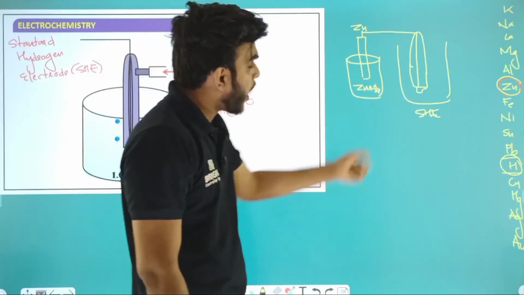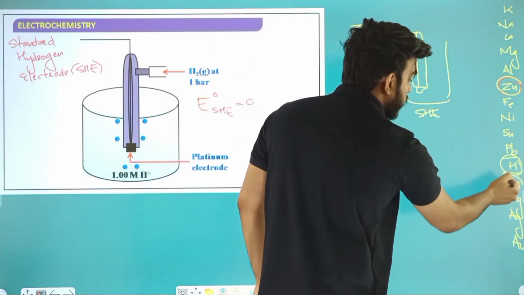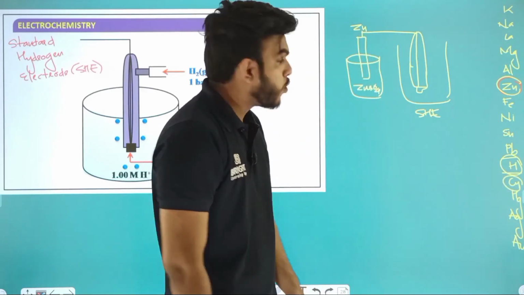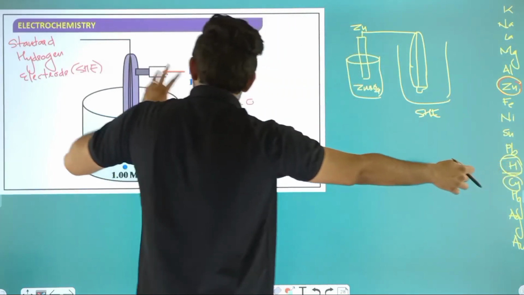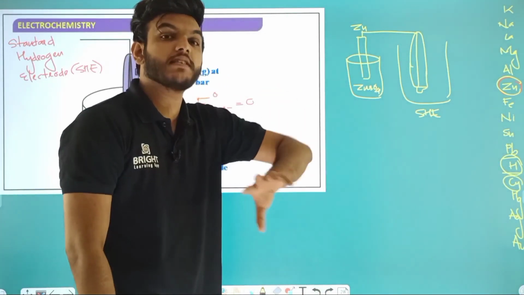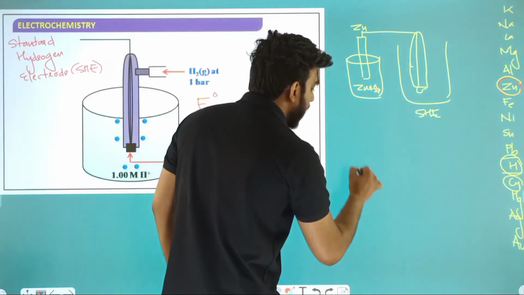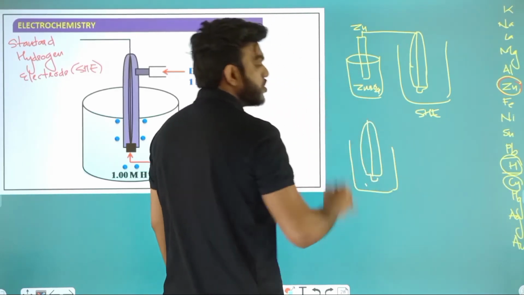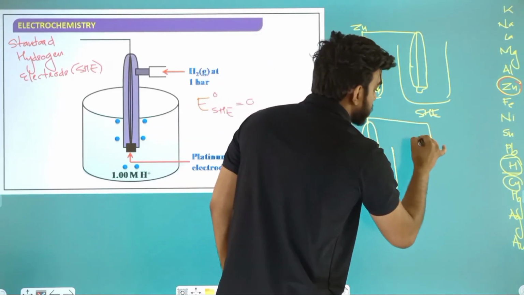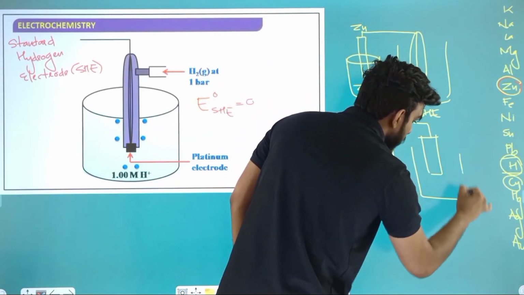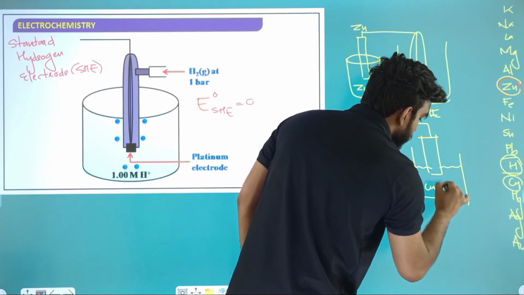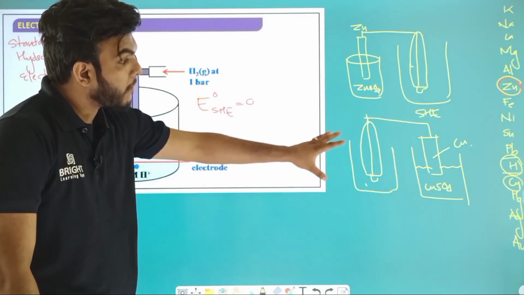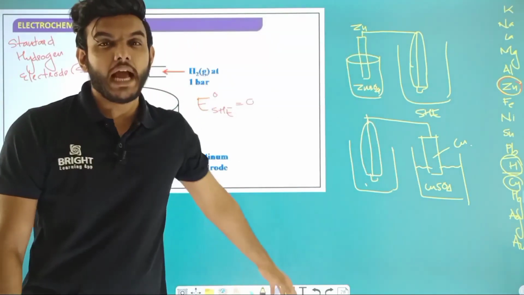For example, if you want to find the electrode potential of copper, copper is present below the hydrogen. So this hydrogen, that is SHE, will act as an anode there. So you have to write the SHE as an anode, and this anode should be connected with the copper. This is the condition. You have to represent everything based on the reactivity series.